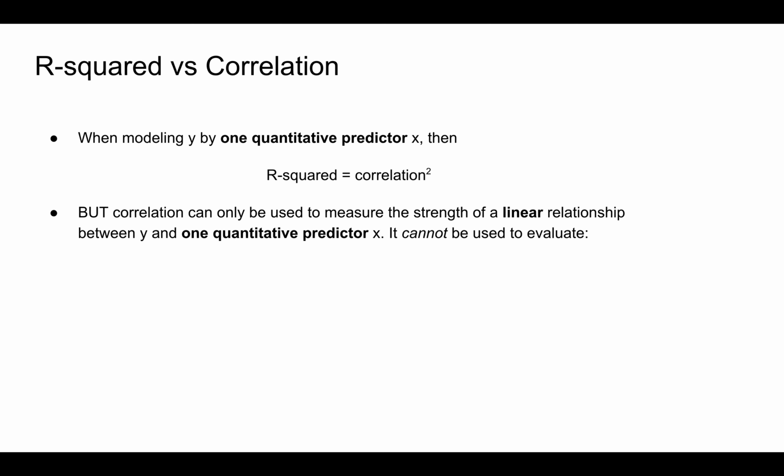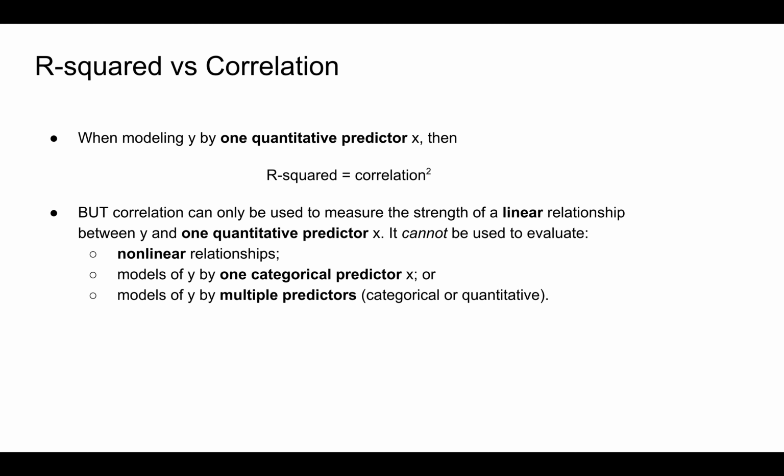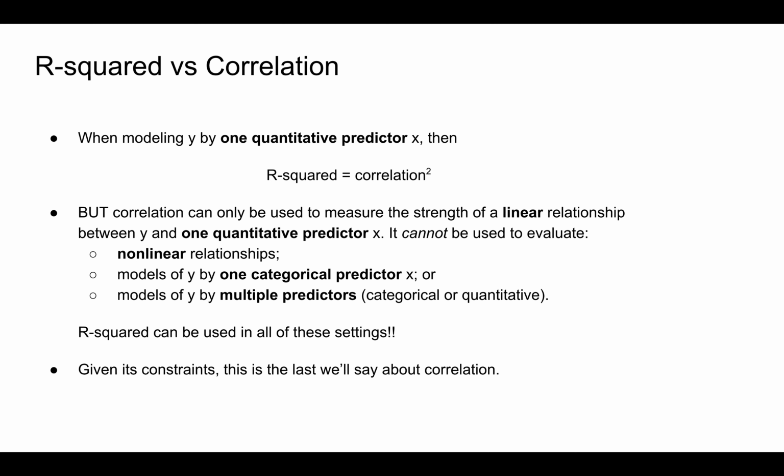It cannot be used to evaluate nonlinear models or relationships, models of y by one categorical predictor x, or models of y by multiple predictors, whether they're categorical or quantitative. Yet R-squared can be used in all of these settings. Given the constraints of correlation and the flexibility of R-squared then, this is the last we'll say about correlation. From here on out, we'll measure the strength of our model using R-squared.